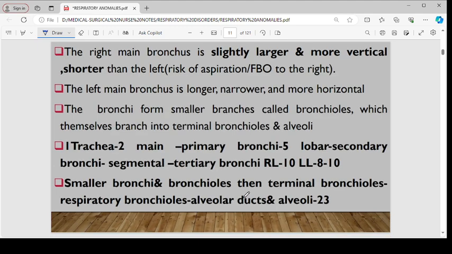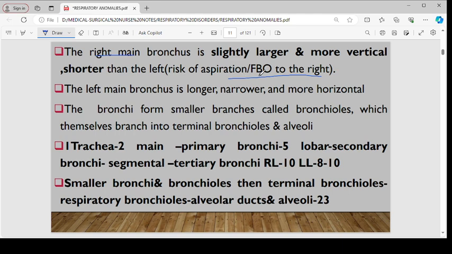The right main bronchus is slightly larger, more vertical, and shorter than the left one. So the risk of aspiration and foreign body obstruction is very prevalent and associated with the right bronchus. If you accidentally swallow something and it gets into the respiratory system, that item is likely to be found in the right bronchus.